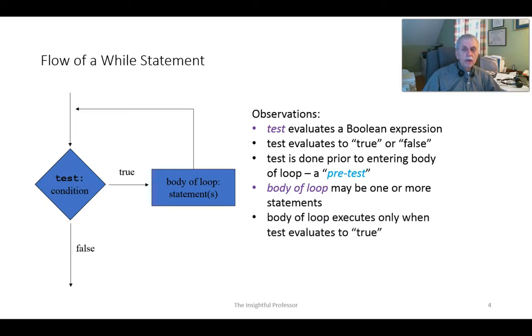In addition, the body of the loop executes only when the test evaluates to true. When the test evaluates to false, we no longer go into the body. This has the implication that the body of the loop might execute 0 or more times. We might not execute it at all because we performed the test prior to entering the body at all. So if the test fails or returns a false, we don't execute the body at all. It's simply the nature of a pretest.